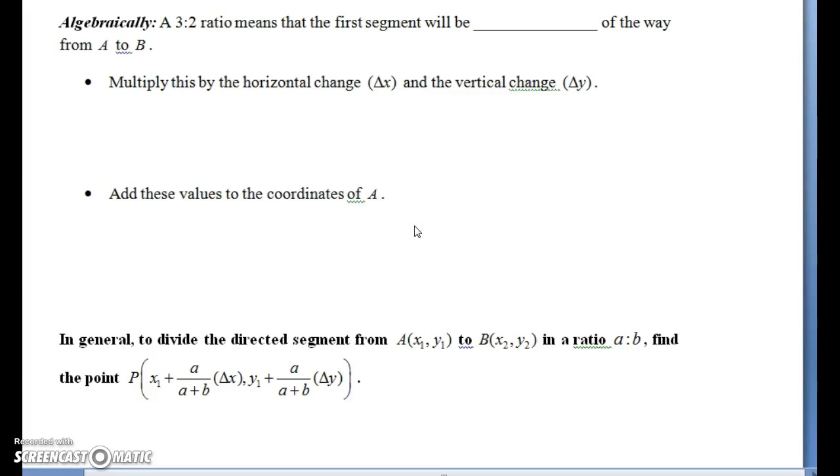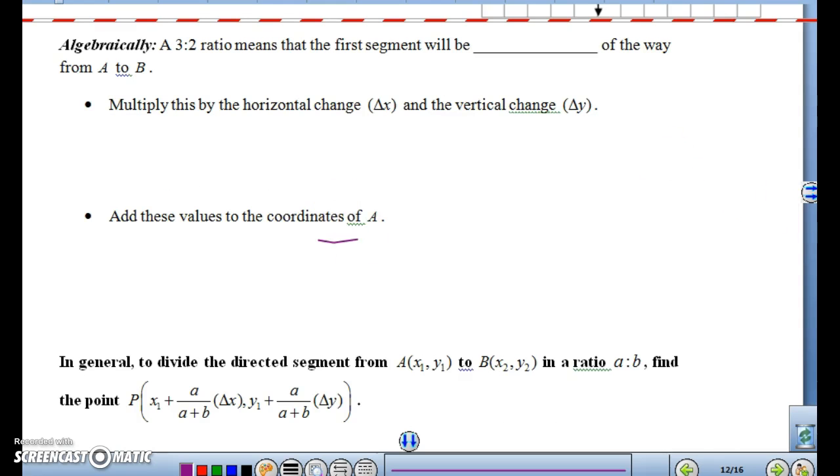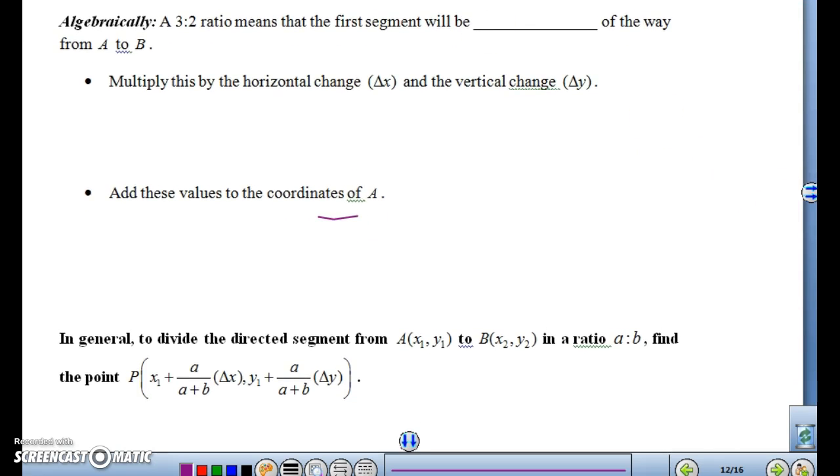Now, when we're doing this algebraically, we want to think about what fraction of the segment we're looking at, or the segment we want, when we're looking at this entire thing. So if we have a 3 to 2 ratio, this means that the first segment will be what fraction of the way from A to B?